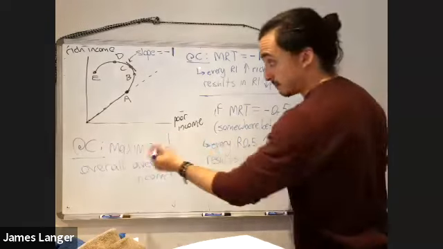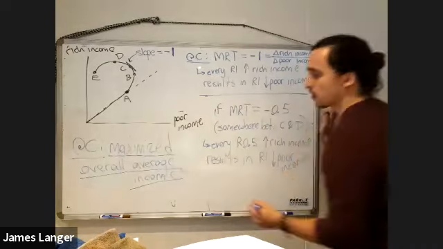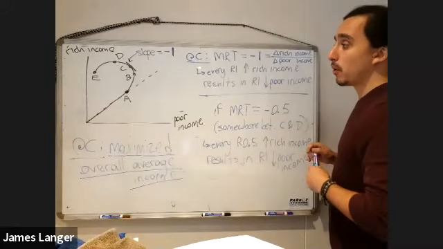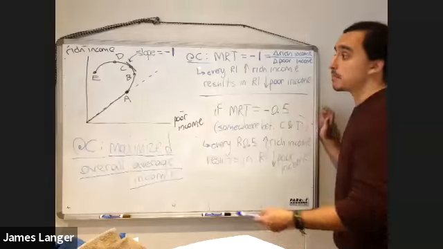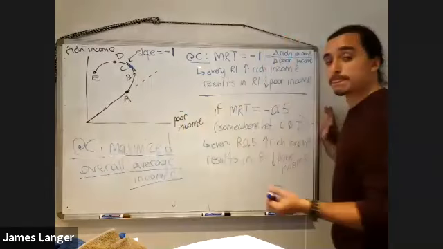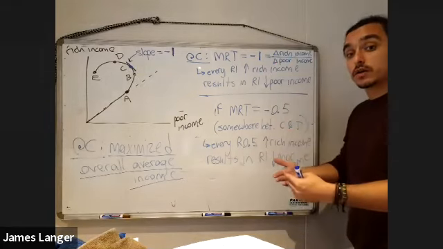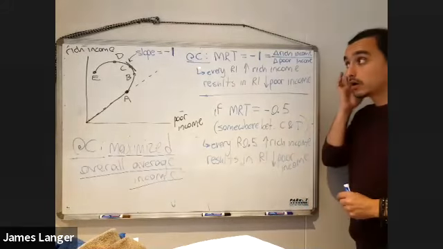Okay, it is at point C that we maximize overall average income. Remember, point D is where we had maximum poor income, okay? But moving from point B to point C, we're able to make the rich quite a bit richer at the expense of the poor becoming a little bit poorer, okay?